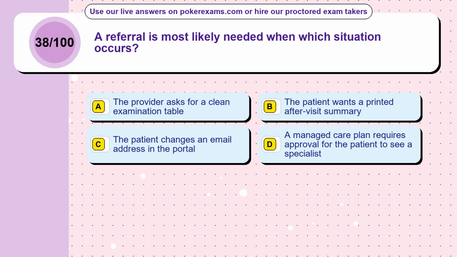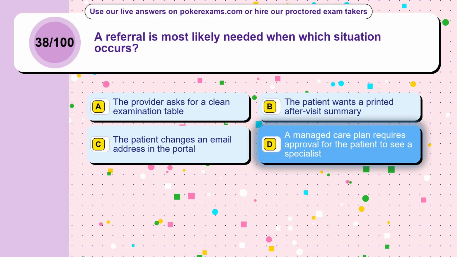Question 38. A referral is most likely needed when which situation occurs? Option A, the provider asks for a clean examination table. Option B, the patient wants a printed after visit summary. Option C, the patient changes an email address in the portal. Option D, a managed care plan requires approval for the patient to see a specialist.